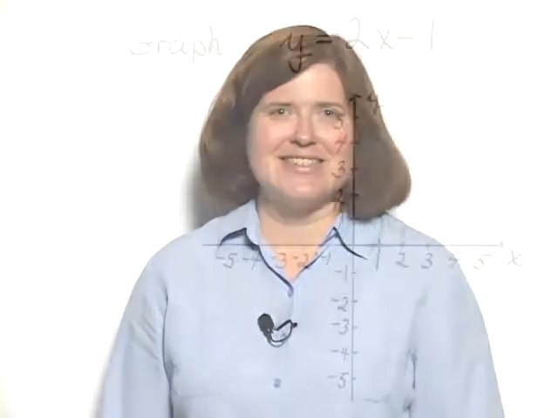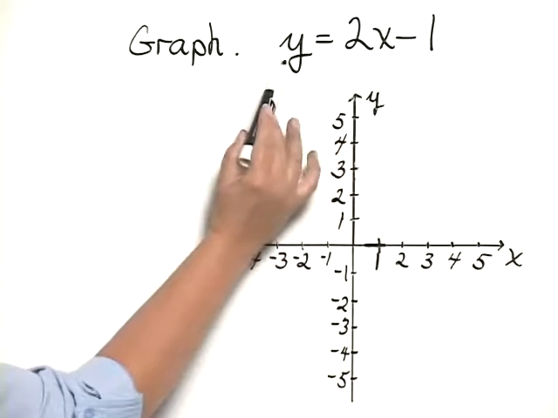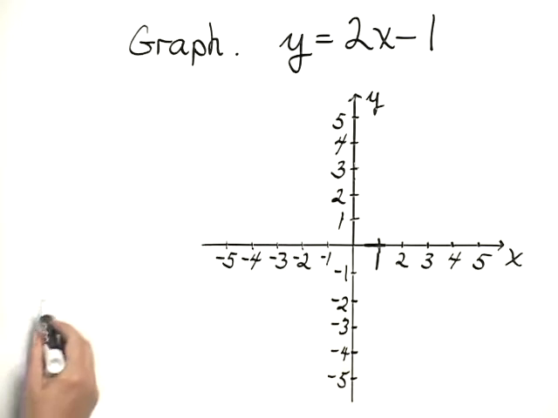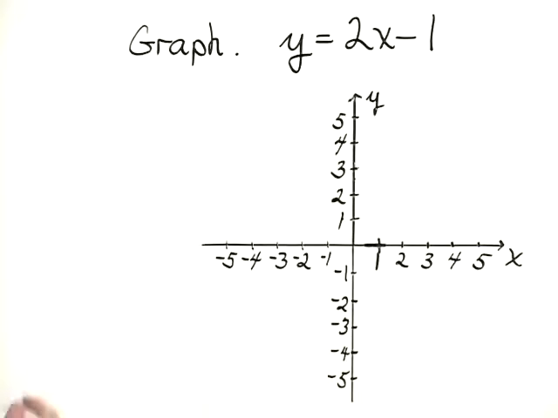In the next set of questions, we'll graph equations. Graph y equals 2x minus 1. This is a linear equation, and it's written in slope-intercept form. So we can read the slope and the y-intercept directly from the equation.